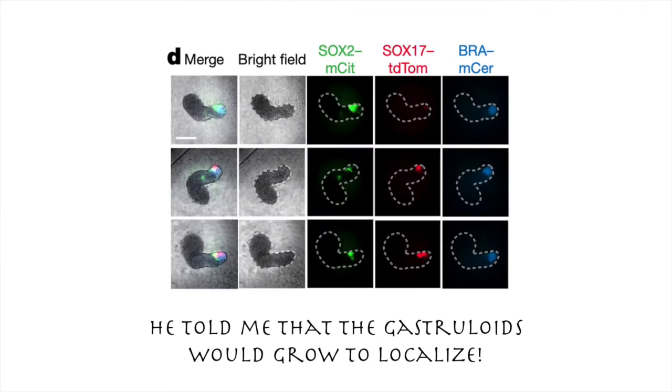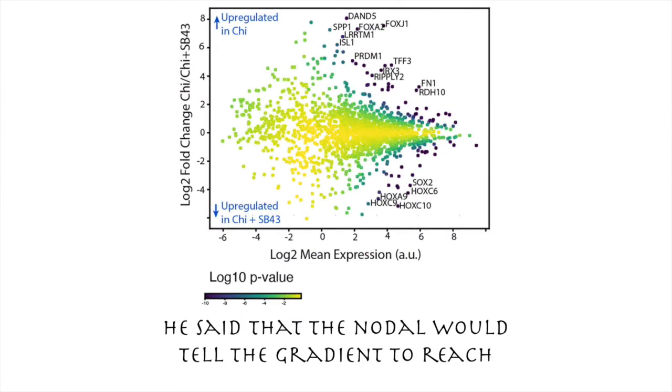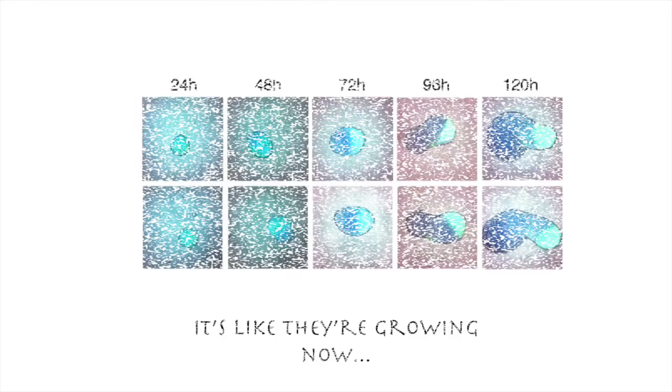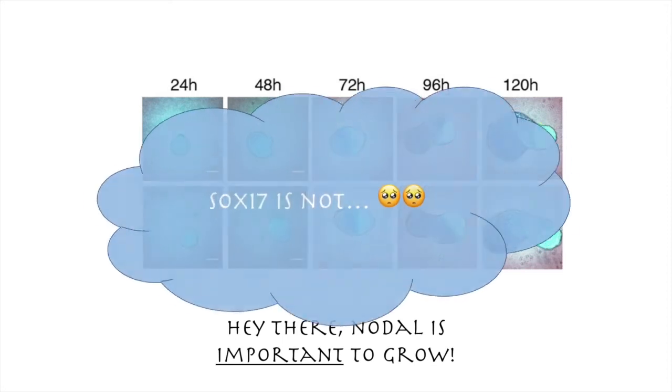He told me that the gastruloids would grow to localize. BMP SMAD1 in the front while the gastruloids wiggle live. Nodal components to the back. He said that the nodal would tell the gradient to reach to express different signals. It's like they're growing now. Hey there, nodal is important to grow. SOX17 is not.